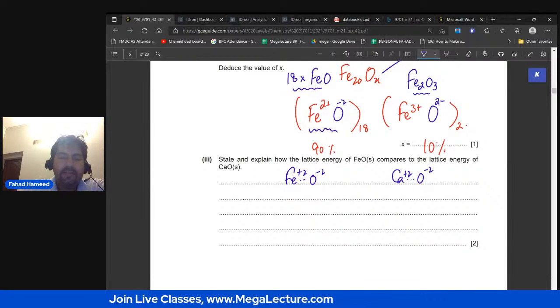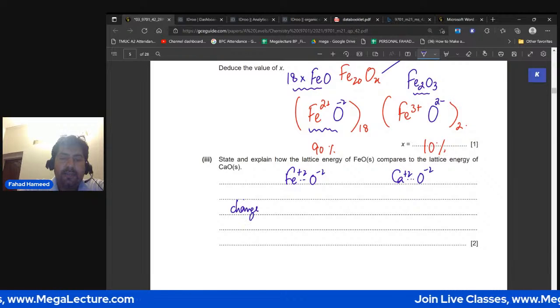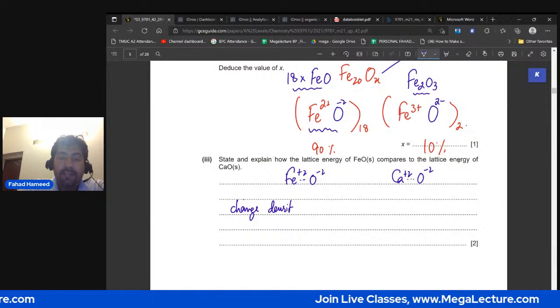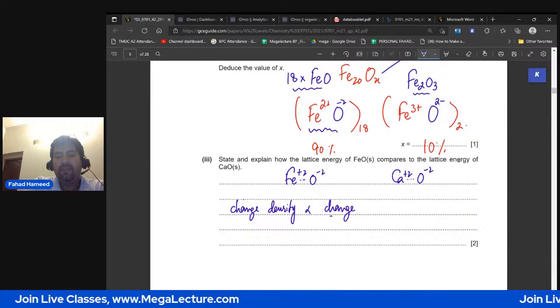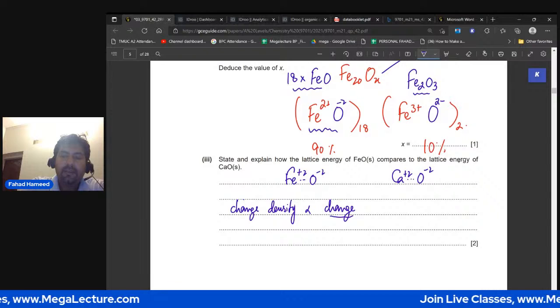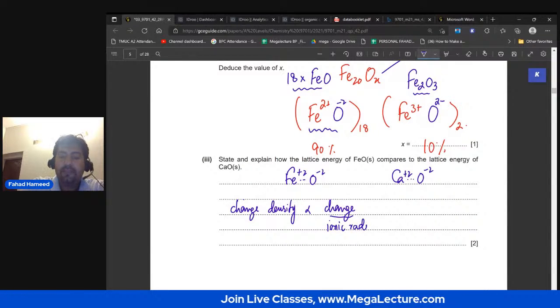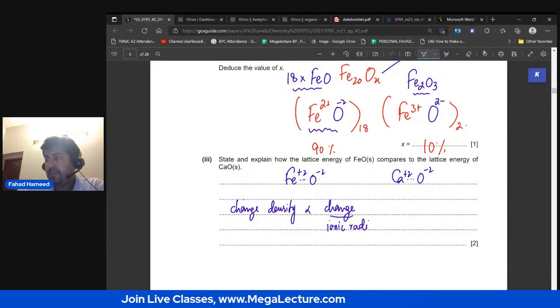So the strength of the lattice depends on two things. It depends on the charge density. The bigger the charge, it's directly proportional to charge, and it's going to be inversely proportional to the radius of the ion, the ionic radii. So it's going to be inversely proportional to it.